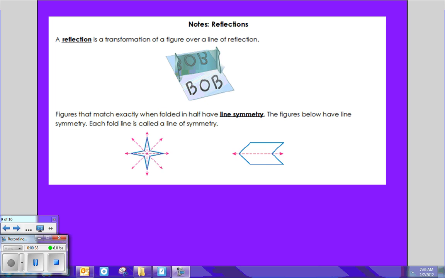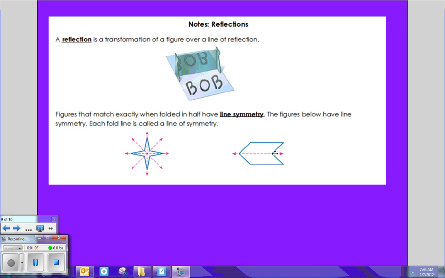Now, a figure where the halves match exactly when it's folded is said to have a line of symmetry. Okay, so these figures that you see on the screen right here have lines of symmetry. This one has 1, 2, 3, 4 lines of symmetry. We could take this and draw this figure on a piece of paper and fold it 4 different ways and have all of the edges match up exactly. So those are lines of symmetry.